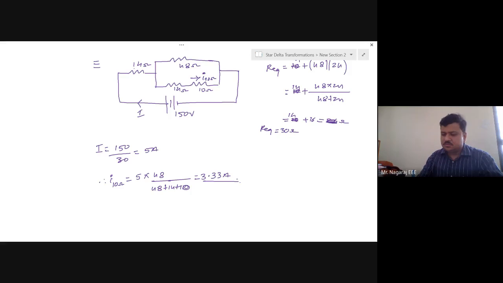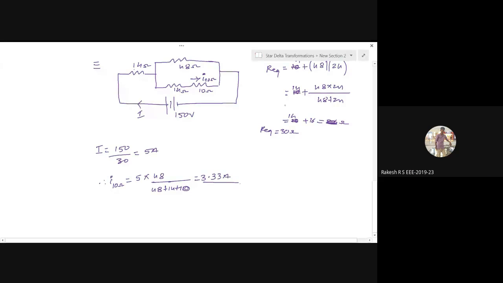So passive transformation is simple. The only thing is that you need to find out at which terminals we are transforming, and substitution while calculating is also important. So don't do it orally or manually. Try to substitute, write the values in the equation form, then keep the answer, where the tendency of making mistakes will be very much less. Any doubts? No, sir.